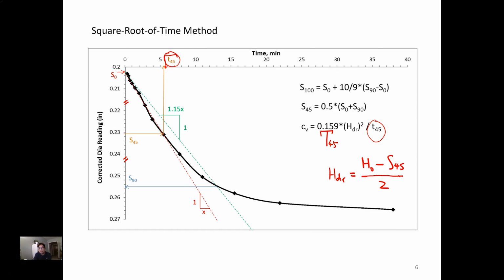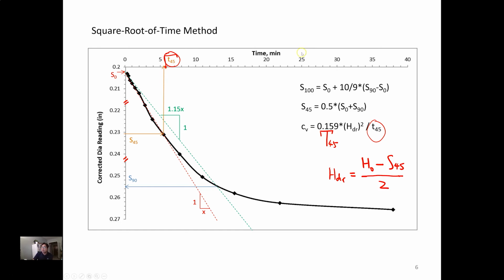So now you may ask why we need two different methods, the log time or the square root time method. And you actually realize each method has its own good and bad. And anyway, it made it into the ASTM standard. So that's why we require you to do both of them. But which one is better and which one has more advantage? Actually, they are more or less equally rated at some point.